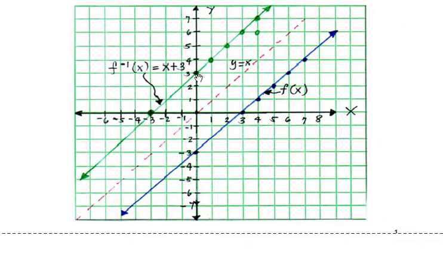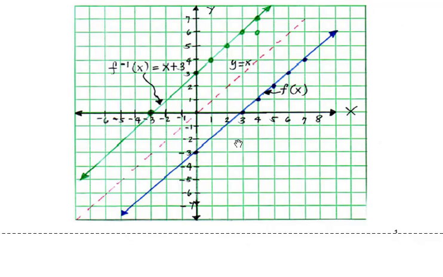Or f inverse of 0 is 3. So we have a point 0, 3. And then we have a point also 1, 4. Then we have 2, 5. Then we have 3, 6. Then point 4, 7. And we can form a line here. It's a linear function. Then this is the red line. The broken red line is actually the reflection line.